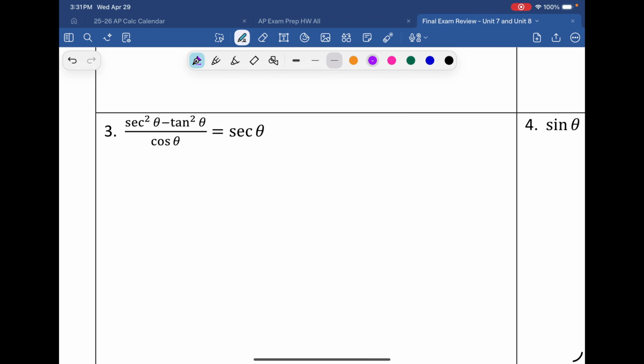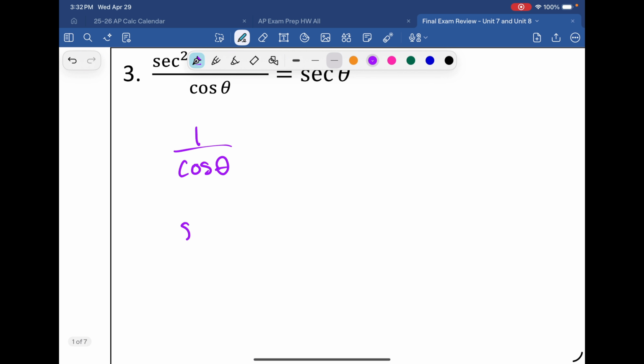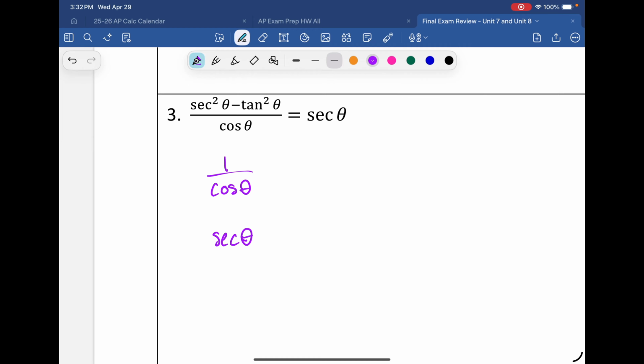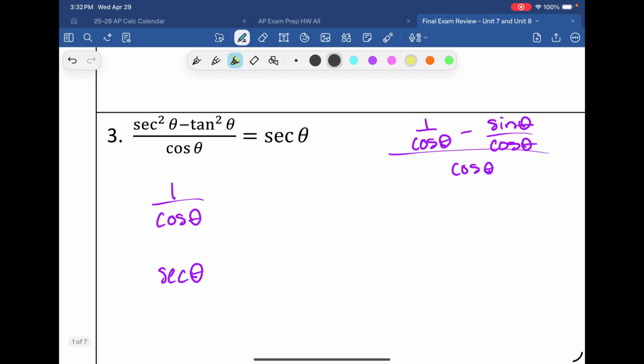All right, the easiest way to do number 3 is to recognize your Pythagorean identity right here. Secant squared minus tangent squared is 1, and 1 over cosine is secant. If you don't recognize that, then you would change secant to 1 over cosine, and you would change tangent to sine over cosine. And this is all still over cosine. And then you have a common denominator right here.